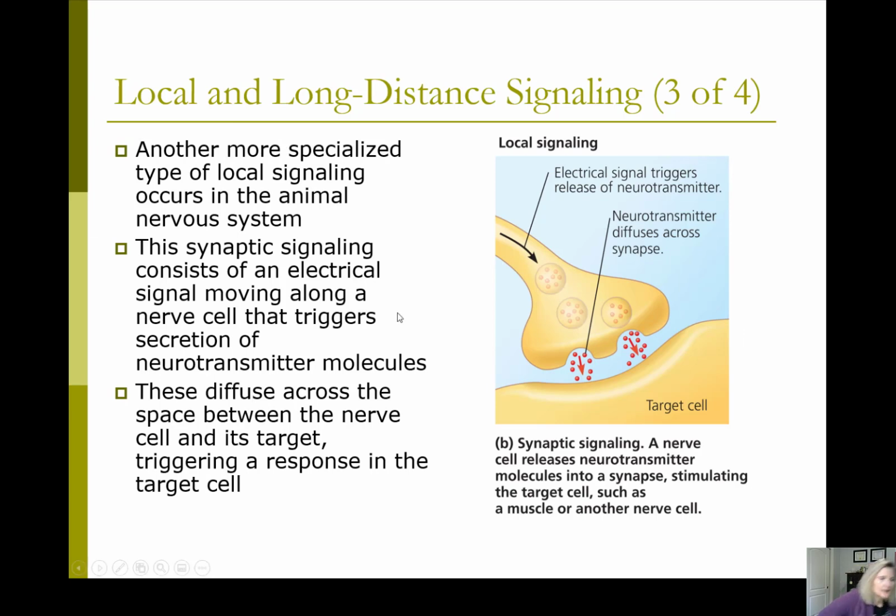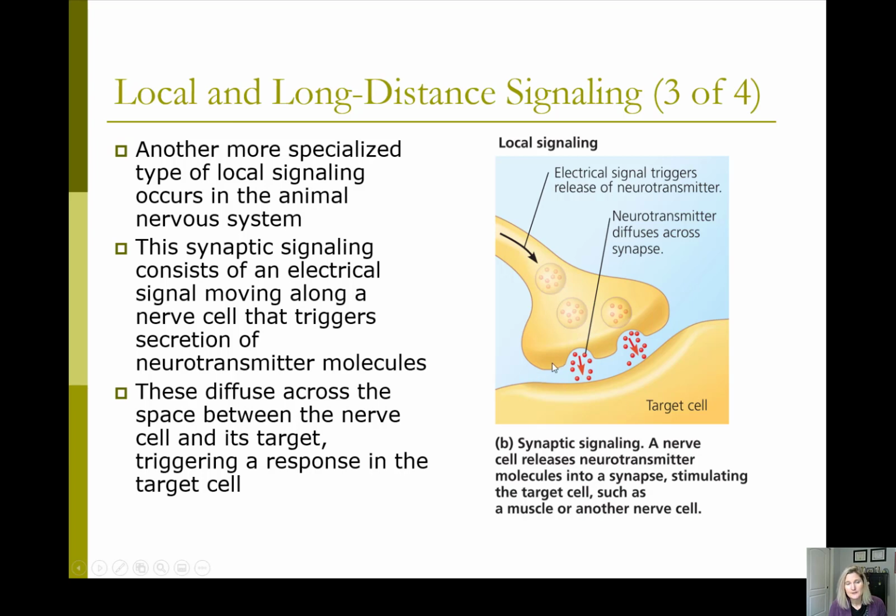Here's a more specific type of local signaling. This is called synaptic signaling. This is where we have basically two neurons. There's always a gap in between the neurons called a synapse. That little gap is so that there's no direct contact between the two neurons. But the neurons need to be able to continue passing that signal on throughout your system.